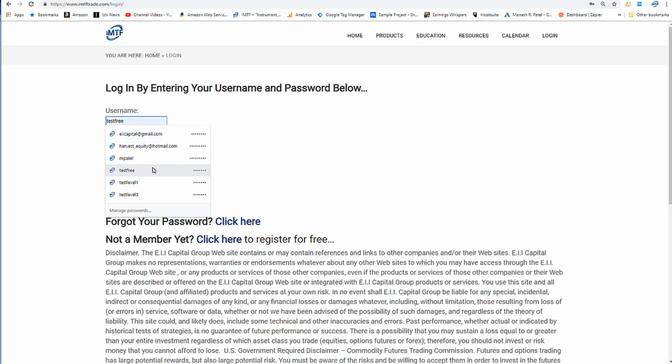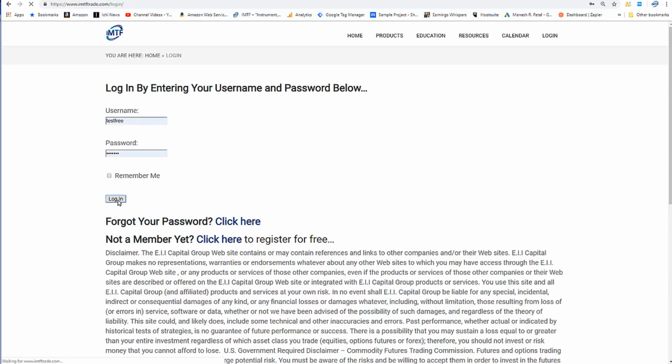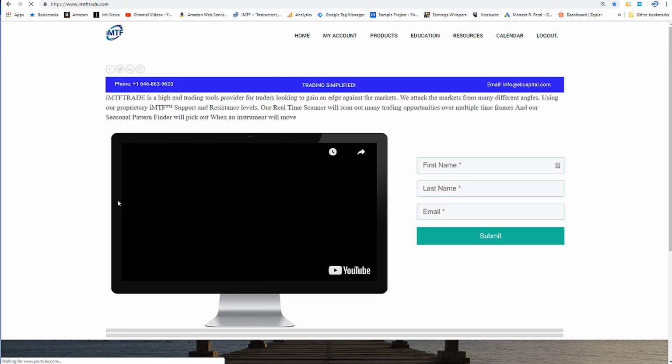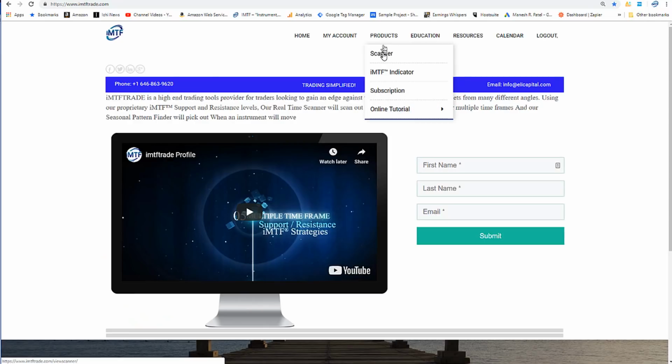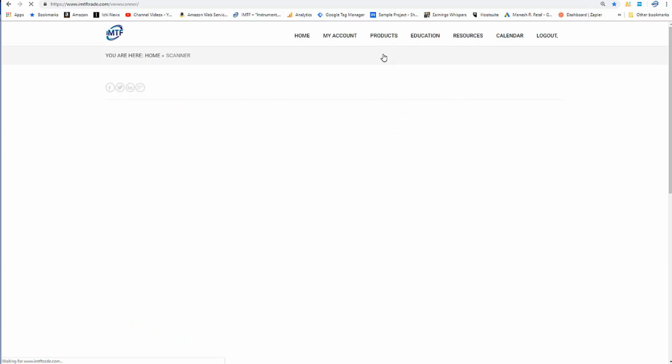So I'm going to log in as a free account. This is what you get for free. And of course, with subscription services, you get a lot more tools. But there's no need to even talk about those tools if you can't even make money off the free product. Okay. So first thing we're going to do is go to the scanner. So go to products, go to scanner, and I'll pull up our scanner in here.